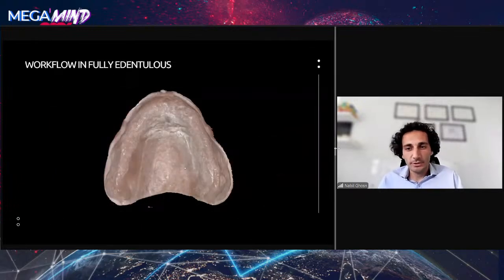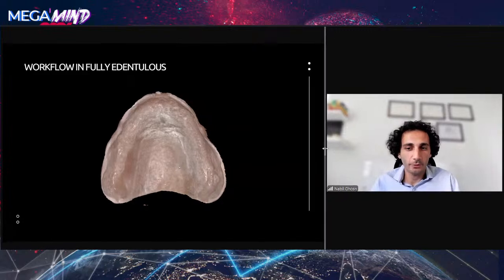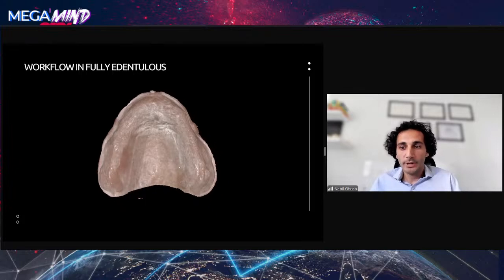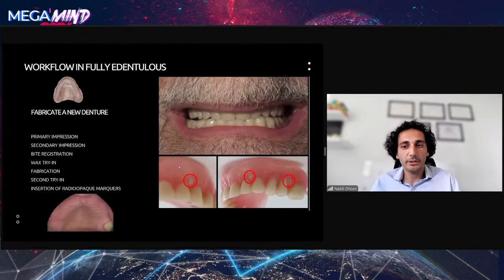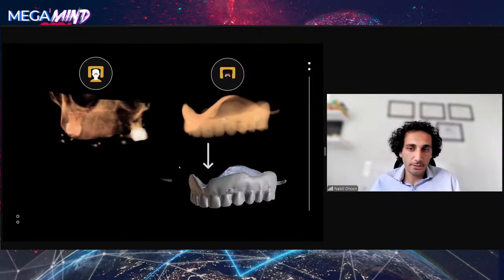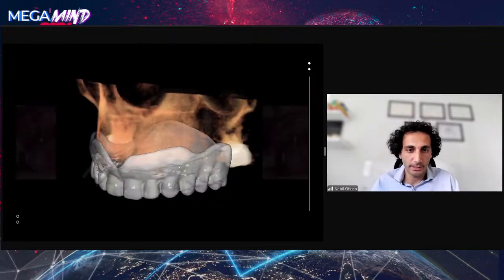So, in fully edentulous patients, we generally have to prepare the patient for the dual scan protocol. And if the patient doesn't have a previous denture, we have to fabricate a new one. And that requires all those clinical and lab steps in order to do it. And finally, add those radio-opaque markers that will be used for the superimposition. And following this, we'll have to do 2 CBCT scans with the dual scan protocol. So the second CBCT objective is to create a 3D model of this prosthesis in order to use it as a prosthetic reference and as a support for the guide design inside the software.